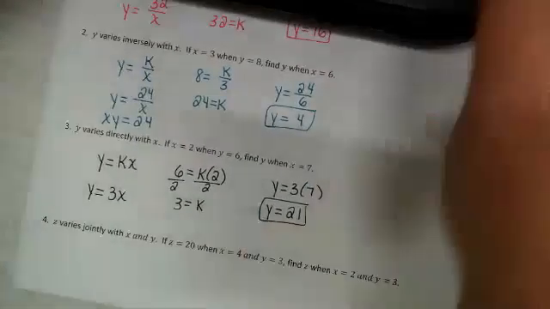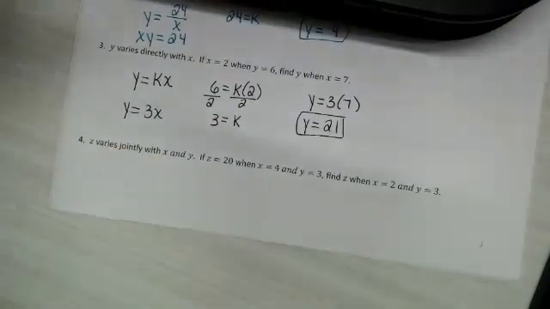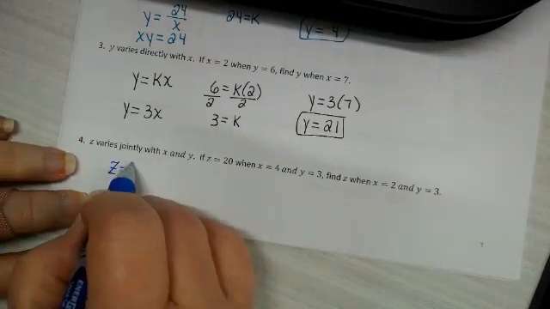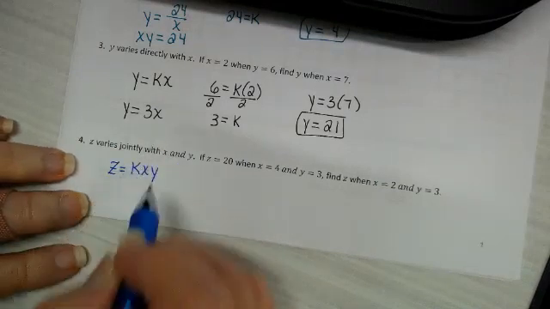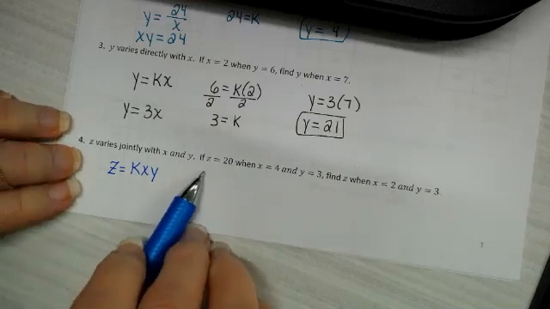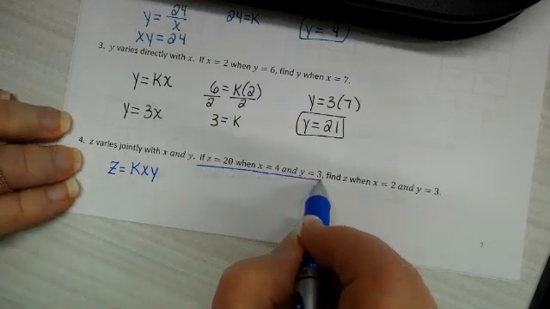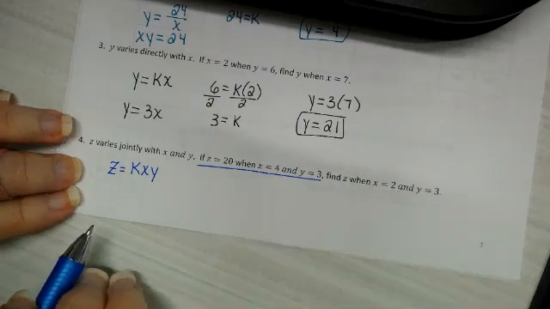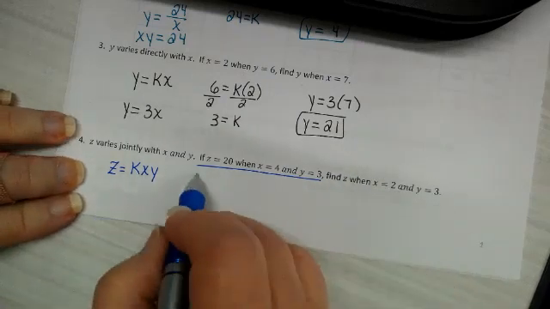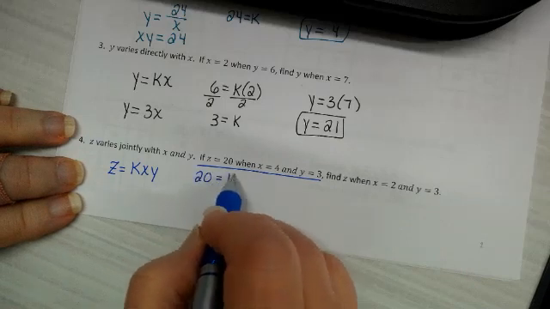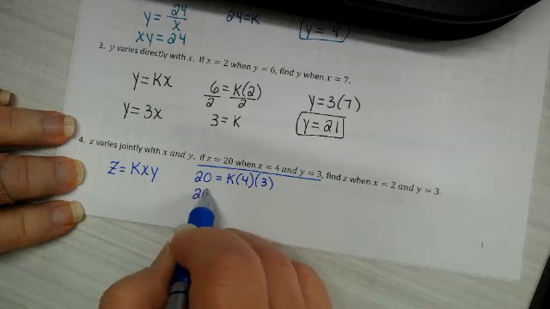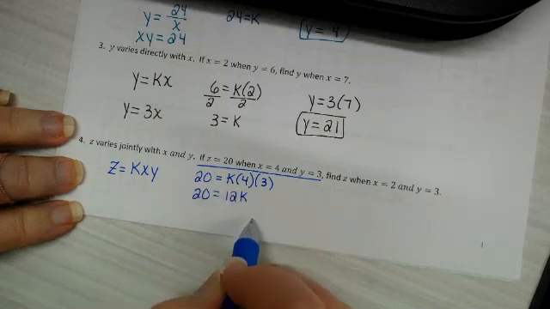And we'll do a joint variation question. It says, z varies jointly with x and y. So this equation looks like this: z equals k times x times y. We're going to plug in the information they give us, solve for k, and then we'll use that k value to solve for our final answer. So here we go. If z is 20, when x is 4 and y is 3, that means 20 equals 12 times k.